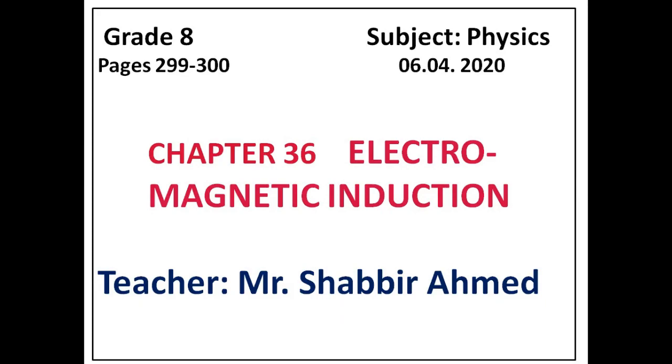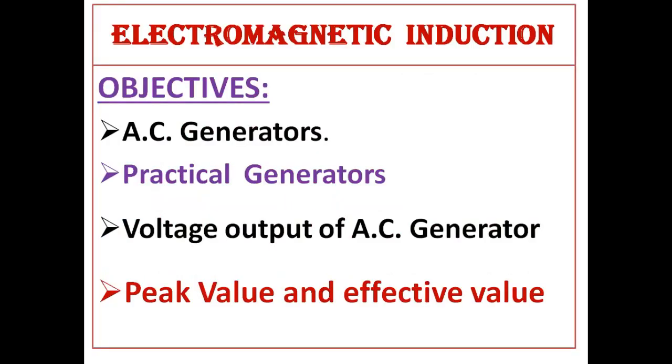Today in grade 8, in the subject physics, we are going to continue our lesson from page 299 and page 300. From these pages we are going to continue our lesson from chapter 36, that is electromagnetic induction. Here in this chapter we have some learning objectives, that is the AC generators. What the AC generators are, that we are going to study here. Furthermore, we are going to talk about the practical generators, the voltage output of an AC generator, and lastly the peak value and effective value of the AC generators.